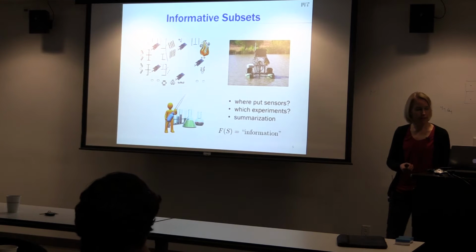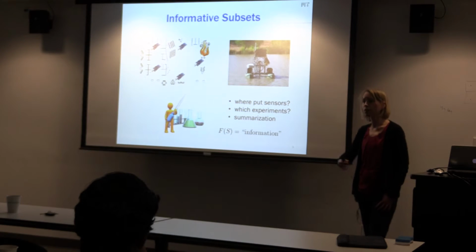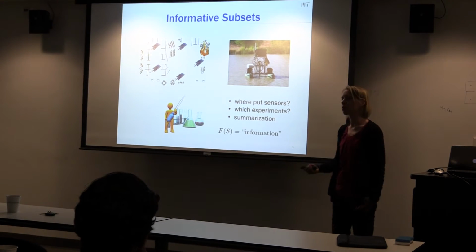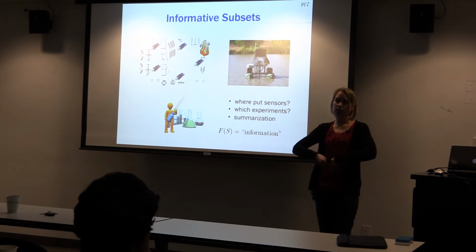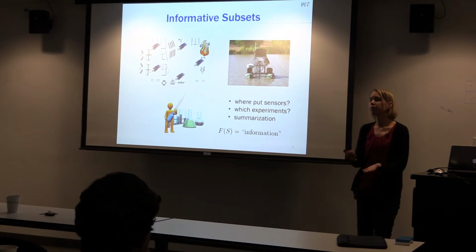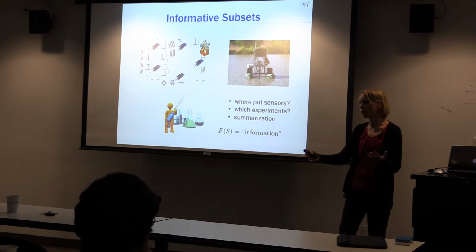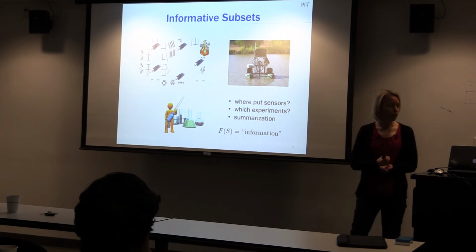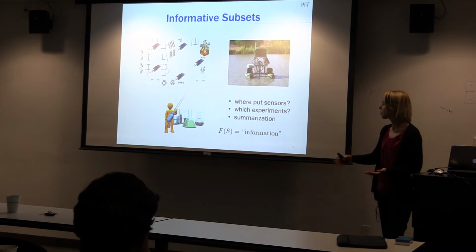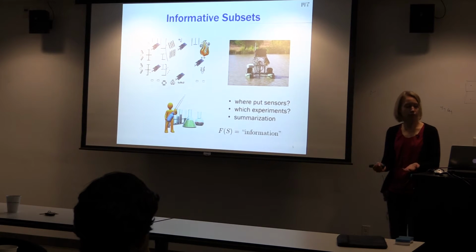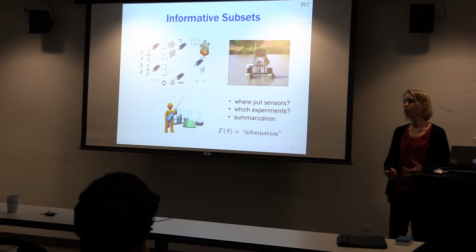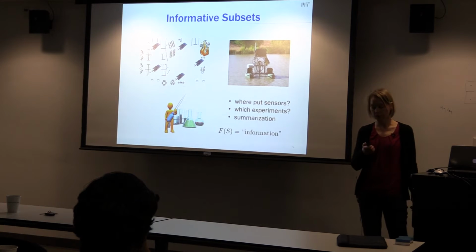Another example is if we want to do, for example, sensing or active learning. Essentially what we're looking for is a subset of variables or a subset of queries that we can pose that gives us as much information as possible about whatever we want to learn about. So all of these are essentially subset selection problems. In this case, my function has something like an information value of the query that I'm posing.